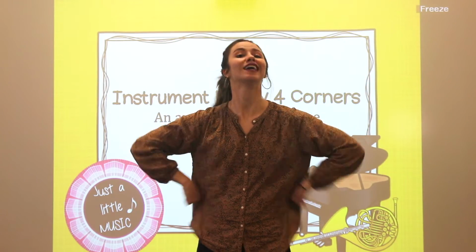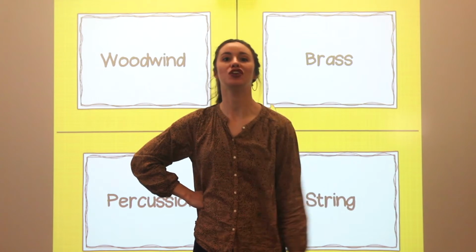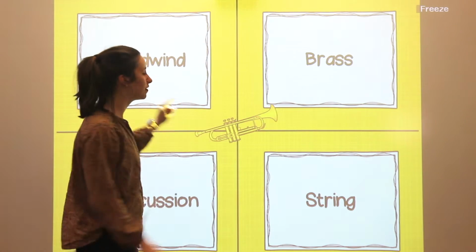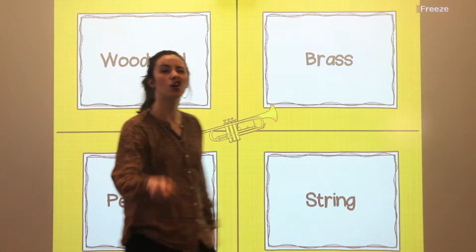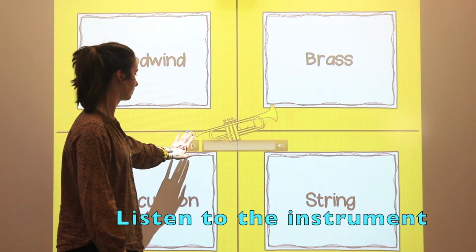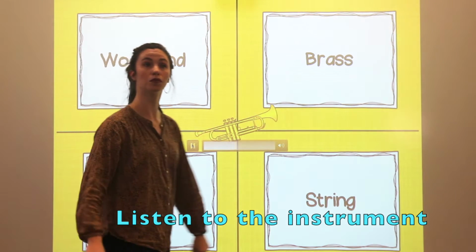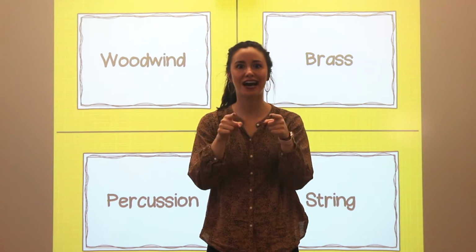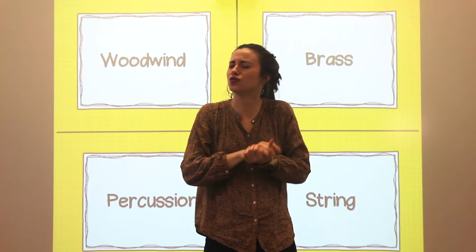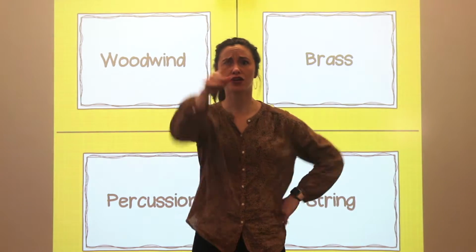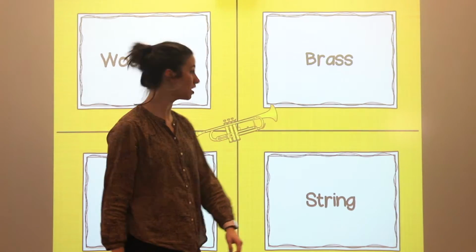If you'd like, here's how we play our game. First, you will hear an instrument. I will not tell you what it is, but you will just listen to it. Like this. Then, you will have a timer that gives you 12 seconds to walk to whichever corner of the room you think this instrument is.